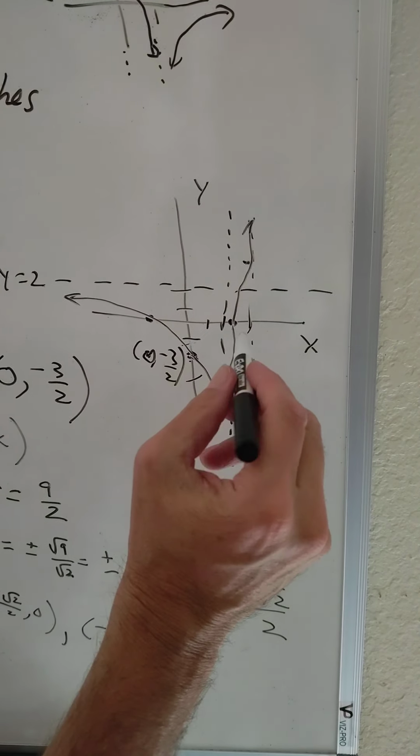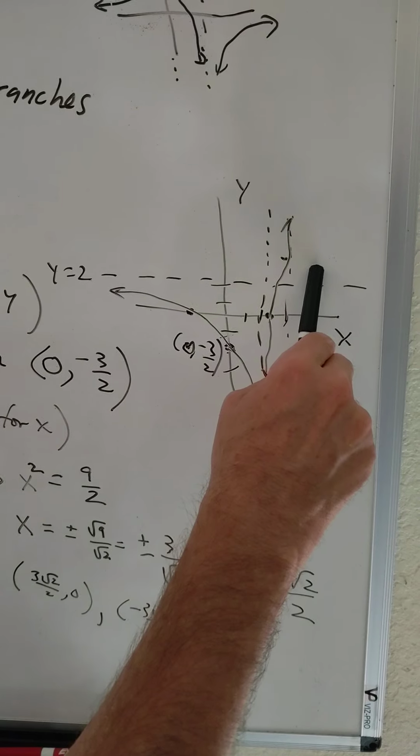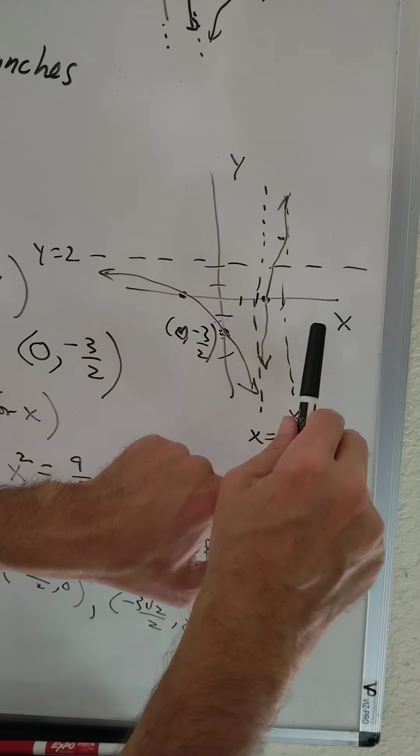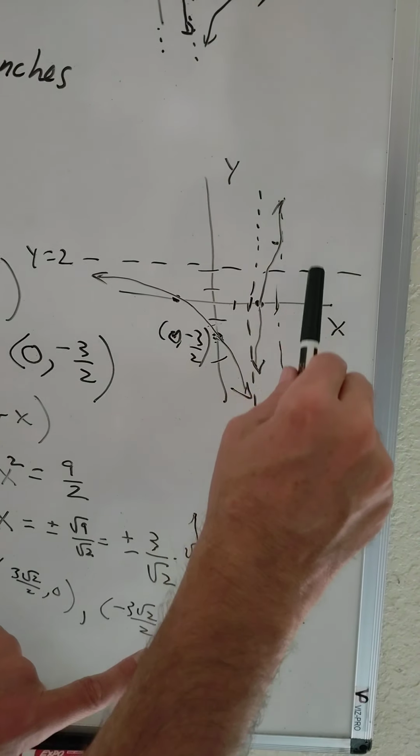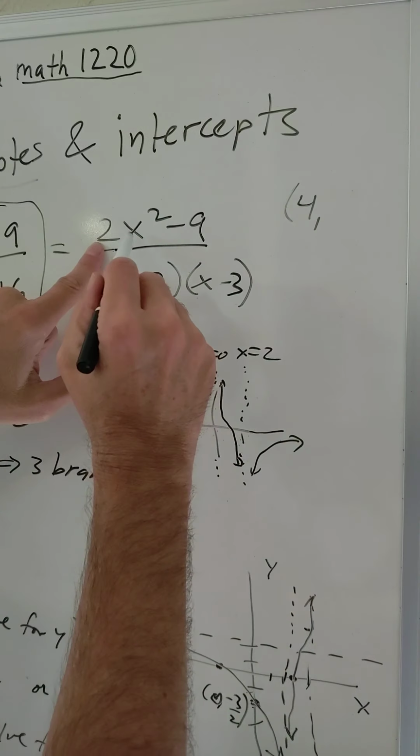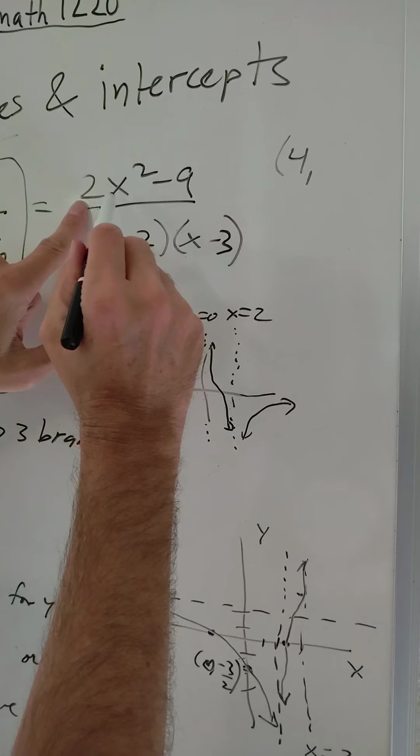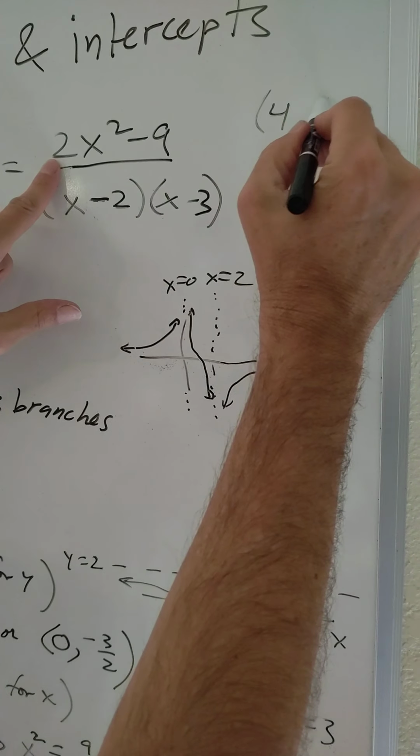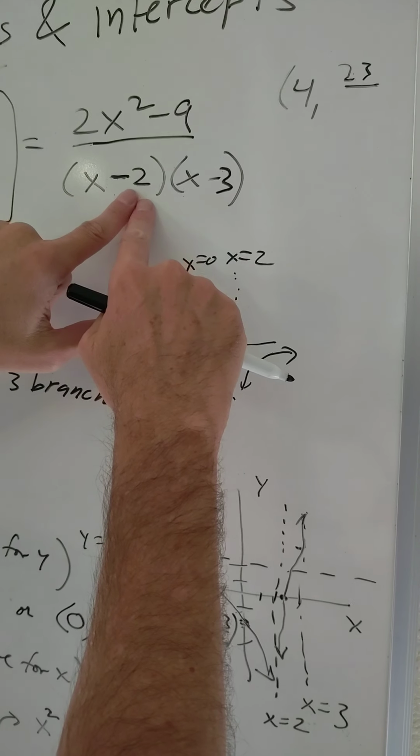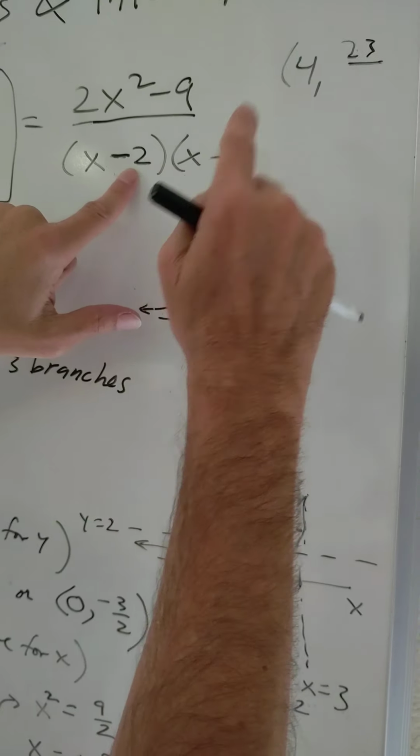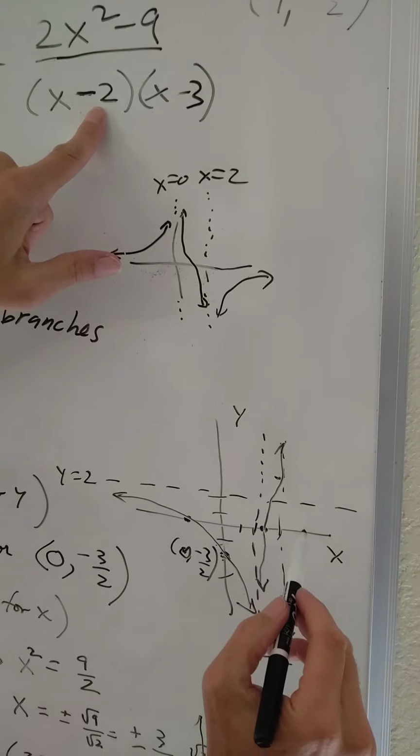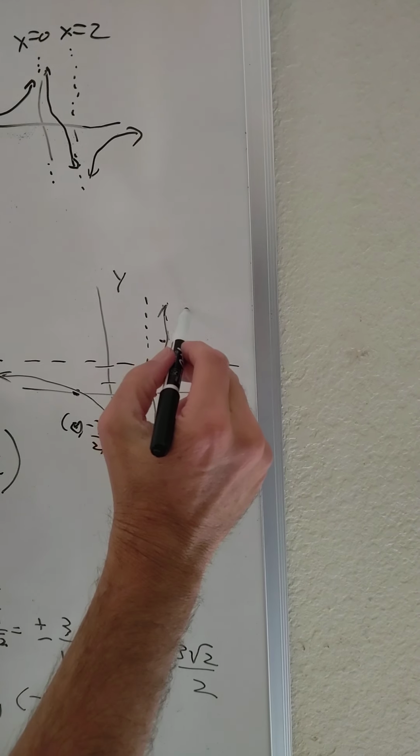And then over here, where is the third branch going to go? Is it going to go above or below y equals 2? So what I would do is pick a point x equals 4. This is to the right of this vertical asymptote, to see where this third branch goes. If x is 4, 4 squared is 16, 2 times 16 is 32, 32 minus 9 is 23, over, when x is 4, 4 minus 2 is 2, and then 4 minus 3 is 1. 2 times 1 is 2. So 23 halves is 11 and a half. So when x is 4, y is way higher than y equals 2. It's going to be up here somewhere.